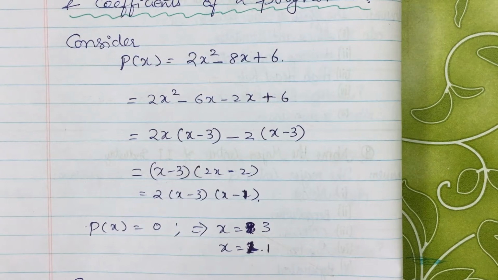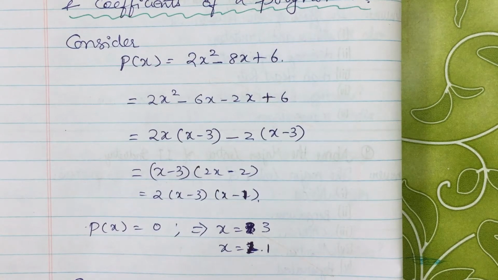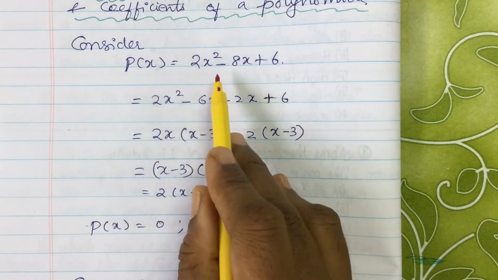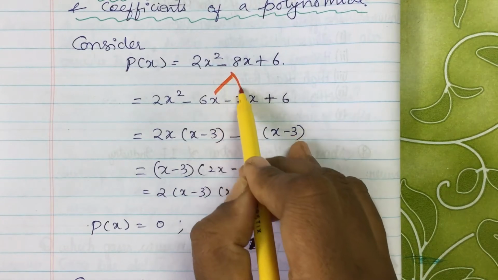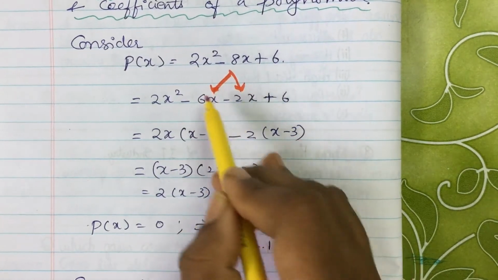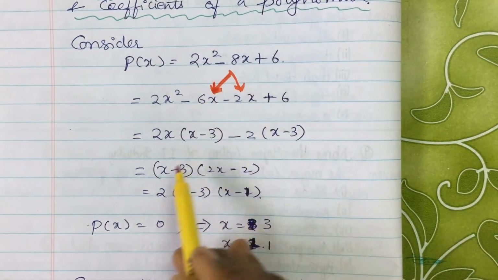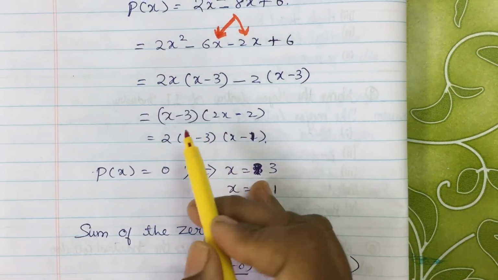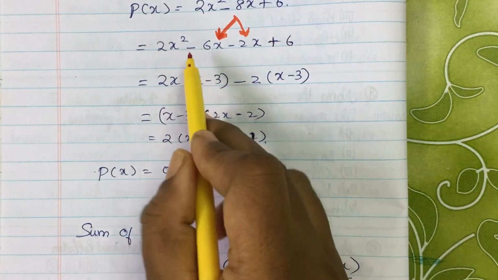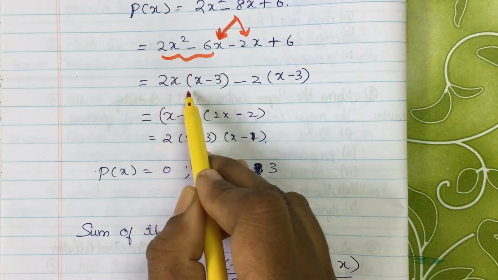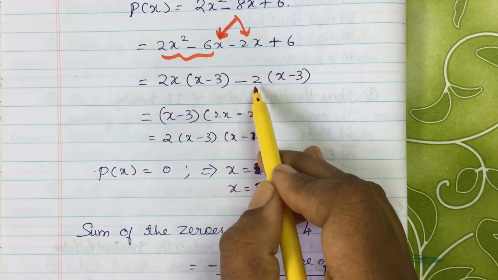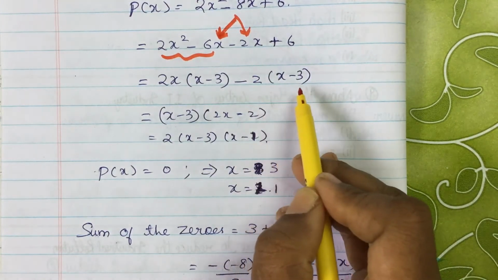Consider p of x is equal to 2x square minus 8x plus 6. You would have studied the factorization methodology in your lower classes, so I am not explaining factorization here. Minus 8x, they split it up into minus 6x and minus 2x. By taking common values from the terms, from these two terms I am taking 2x out, so I am getting x minus 3. From these two terms I am taking minus 2 out, so inside I will be having x minus 3.